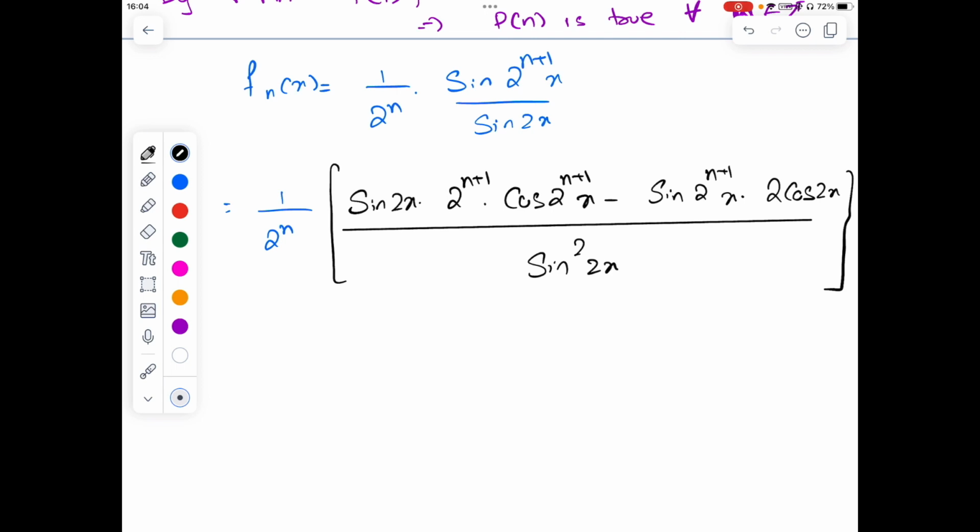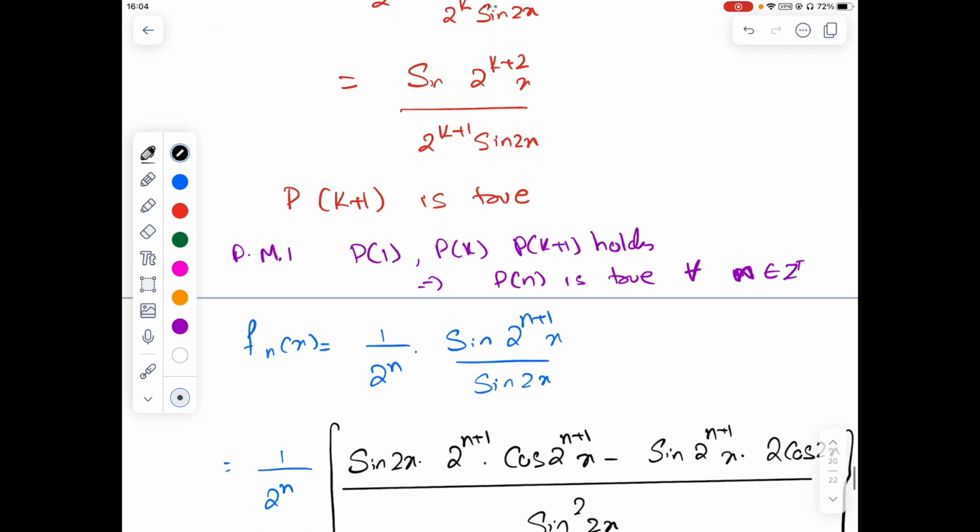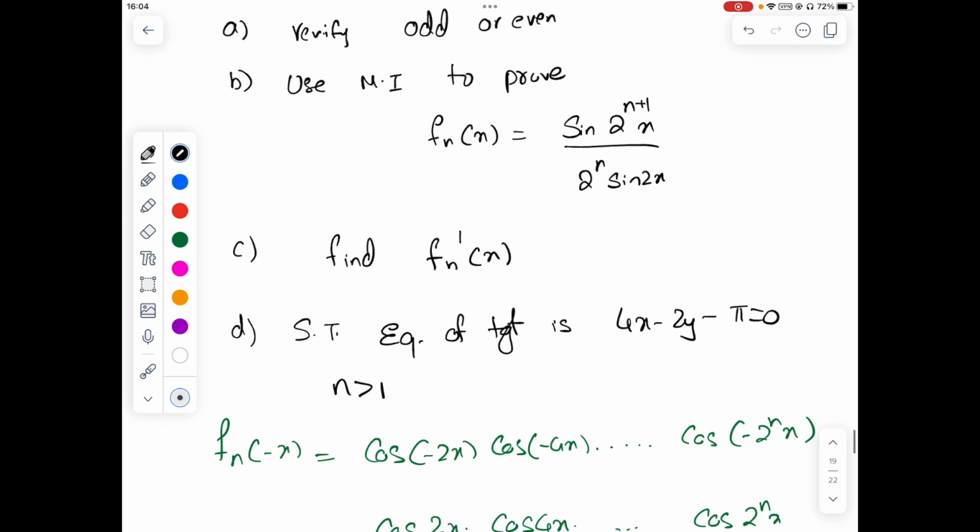So we can leave it off over here. No need to simplify it further because he did not ask us to simplify. And coming to the last part, what was he asking? He was asking us to find the equation of the tangent. So for finding the equation of a tangent, I need to know the slope. The tangent has been asked at x equals pi upon 4.